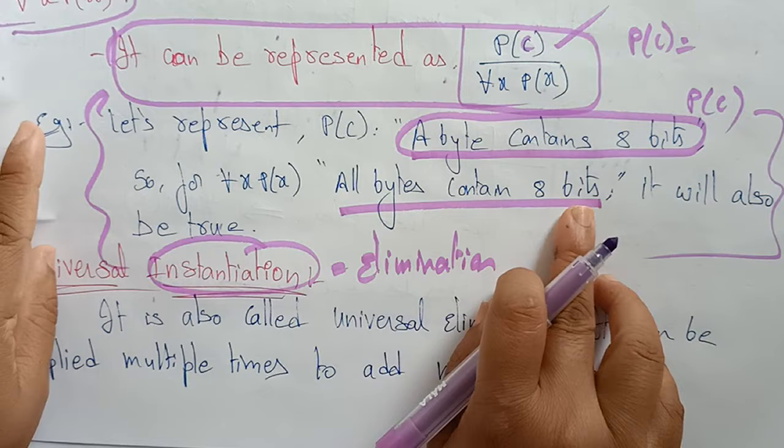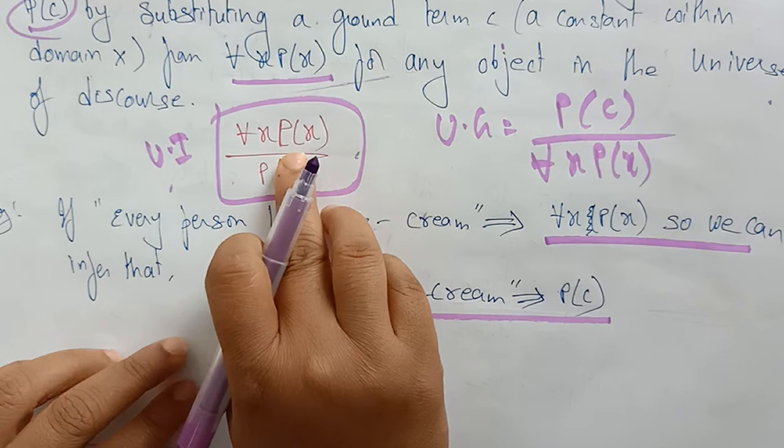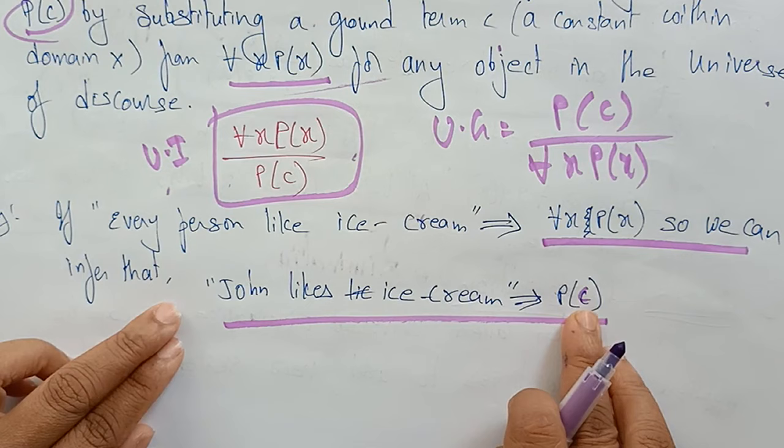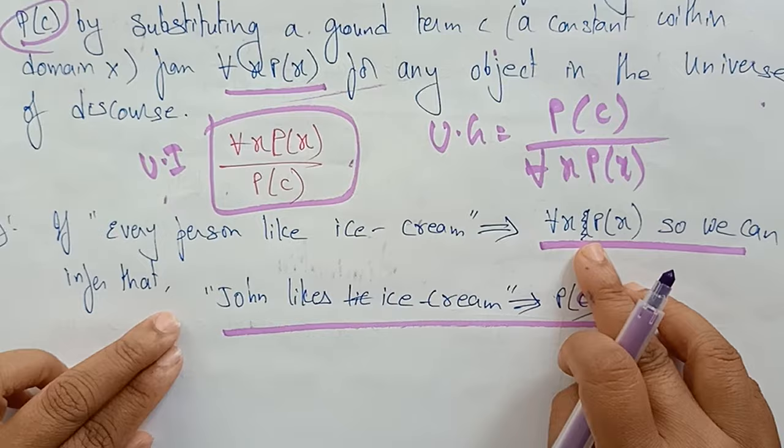So in the same way, here every person likes ice cream. So we can infer that a particular person, that is John, likes ice cream. A particular person, John, likes ice cream. So here C is a particular person, and here X is every person. This is universal instantiation.